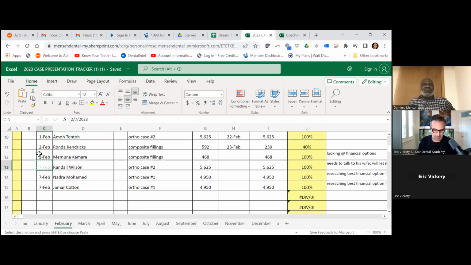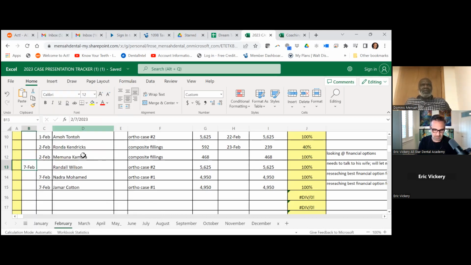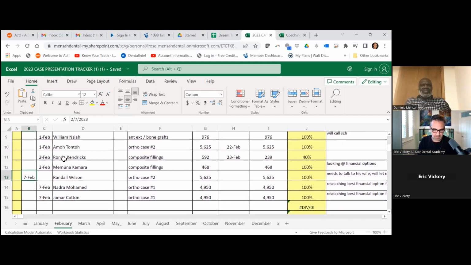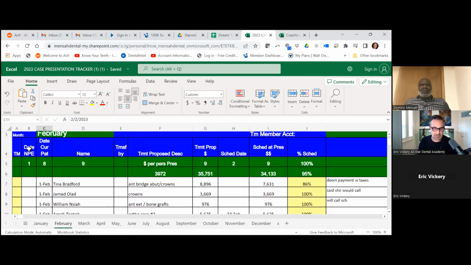That Muhammad one, yeah, these are all the last three there are February's. Yeah, they're all February. The question is, what has to happen is if they're a new patient, you put the date in this column. If they're an existing patient, you put the date in this column.